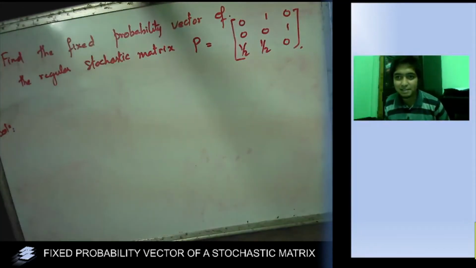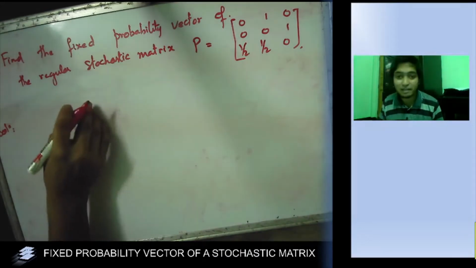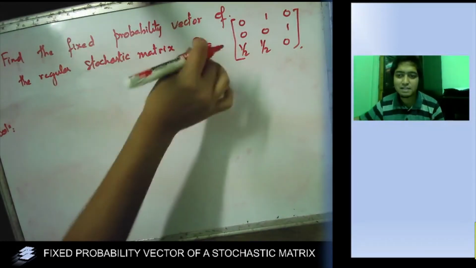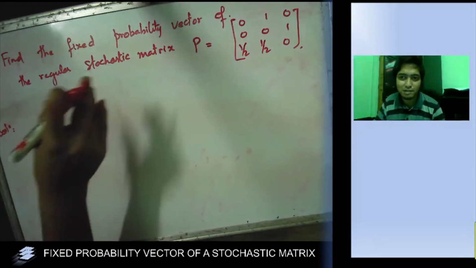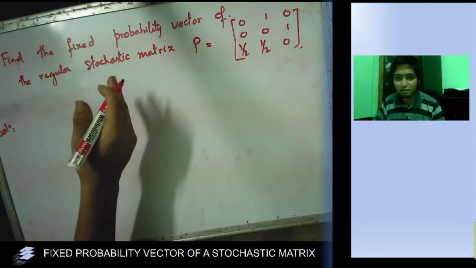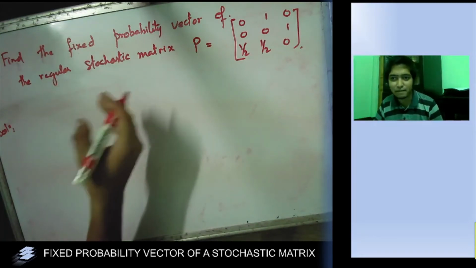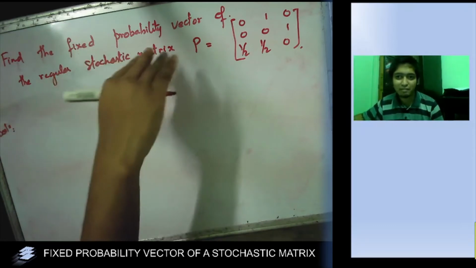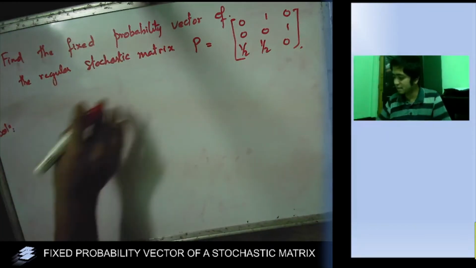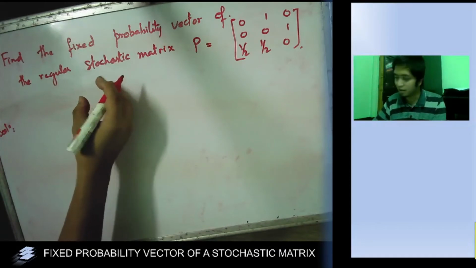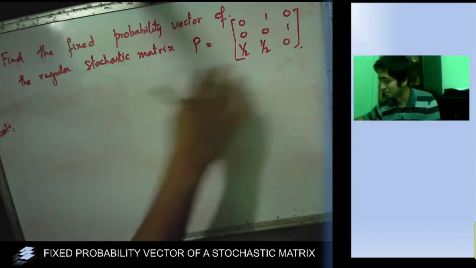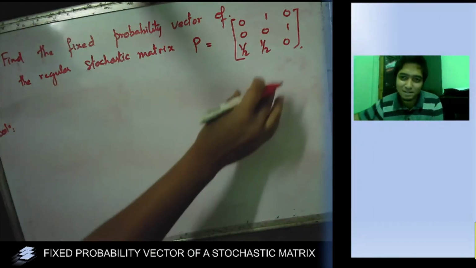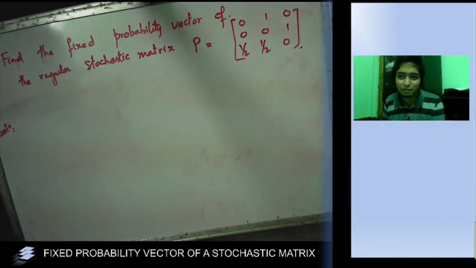So in this second example, we will now try to find a fixed probability vector of this regular stochastic matrix. This is slightly different from the first question, because in the first question we just needed to prove that a given vector is a fixed vector. But actually over here we don't even have a vector, we need to find it. So this is slightly difficult, but you will see that the process is really smooth. It's not so difficult because we are having only a 3 by 3 matrix. Maybe if the size of this matrix is bigger, then of course it will be complicated.